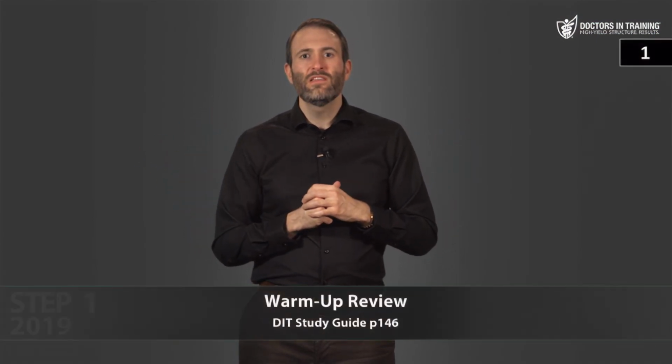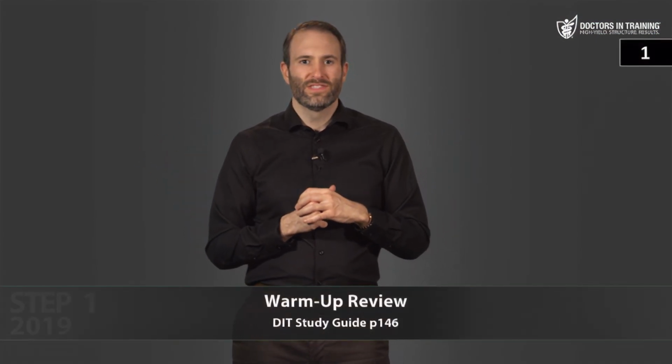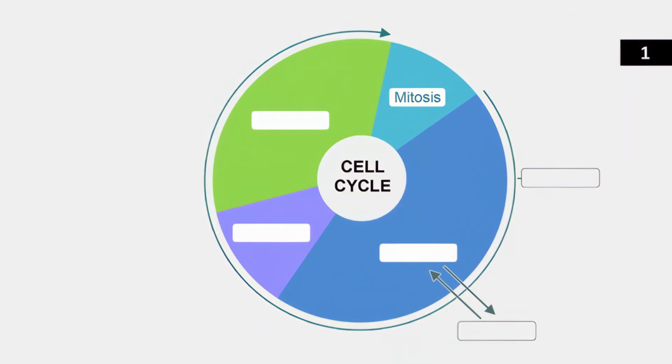It's time for another warm-up review. Let's get started. Complete the following diagram of the cell cycle. So right after mitosis, the cell goes into interphase, which includes G1, and then there is S phase, and then G2, and then back to mitosis, or sometimes referred to as M phase. That's it for the warm-up. Let's get to that lecture now.